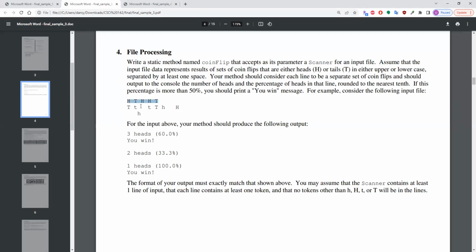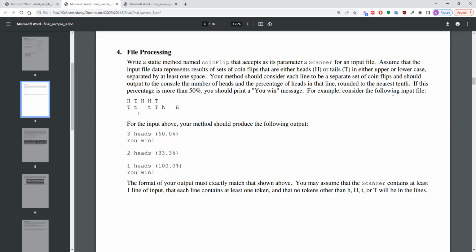So it means we are going line by line. That gives you a hint when it says each line is separate. So it means we have to use the hasNextLine method. Output to the console the number of heads and the percentage of heads in that line, rounded to the nearest tenth. If this percentage is more than 50%, you should print a message, you win.